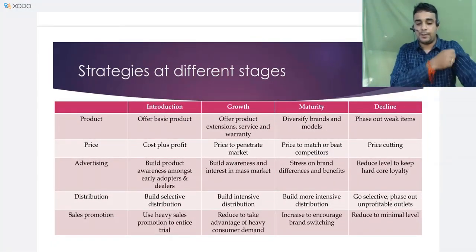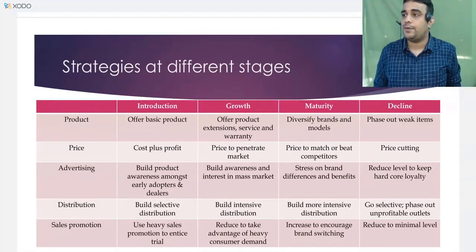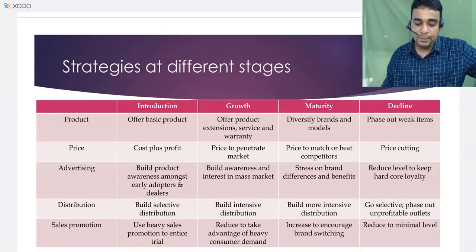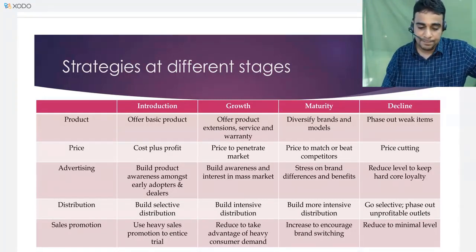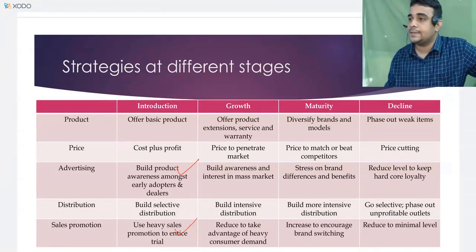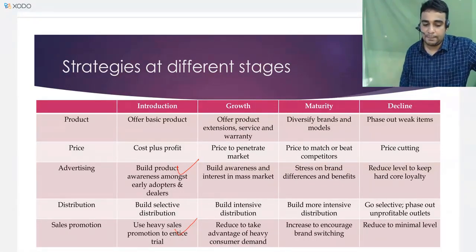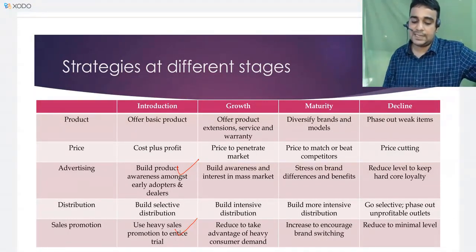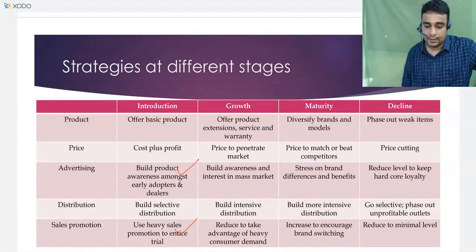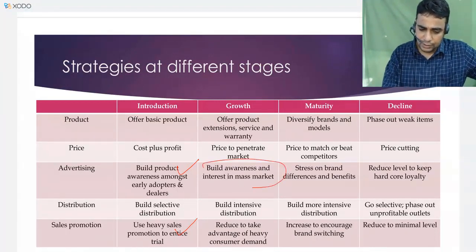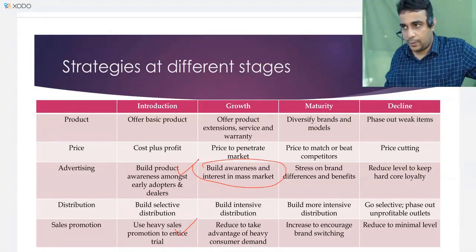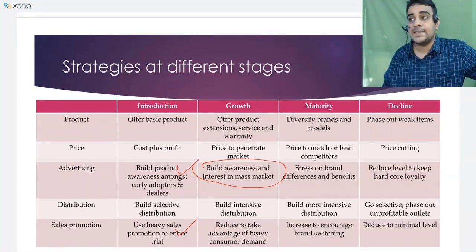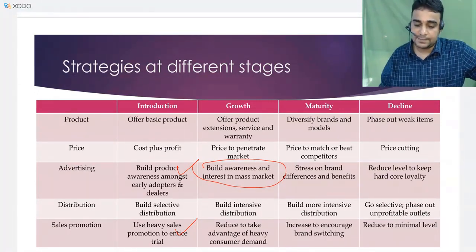Strategy will be different from a product point of view, from a price point of view, from advertising, distribution, sales promotion. Let me talk about advertising and sales promotion together first. Initially, you will have to do huge advertising, build product awareness amongst early adopters and dealers, and use heavy sales promotion to enter the trial market. Then you may continue to spend on advertising because you want to reach the mass market.